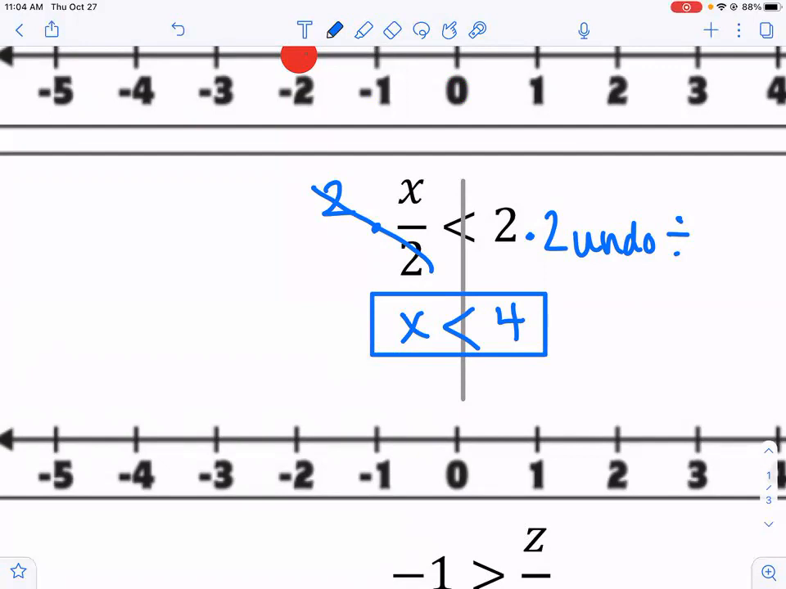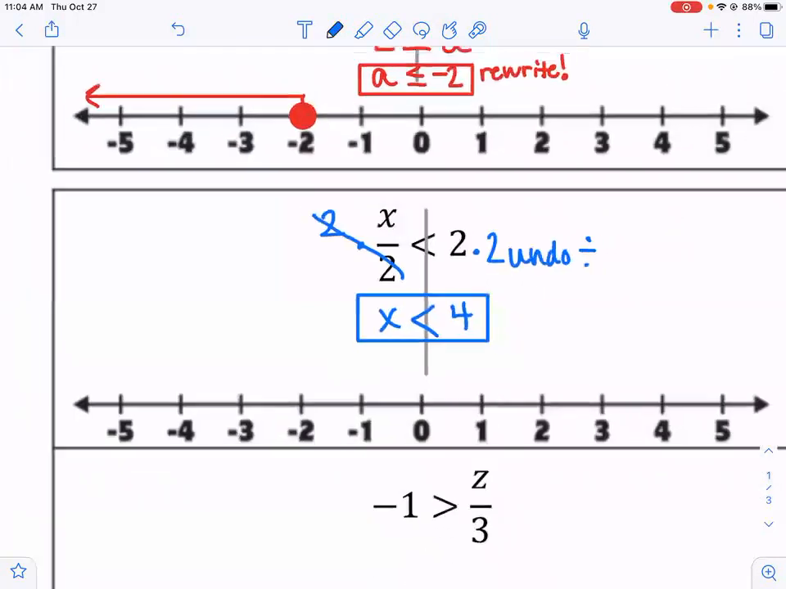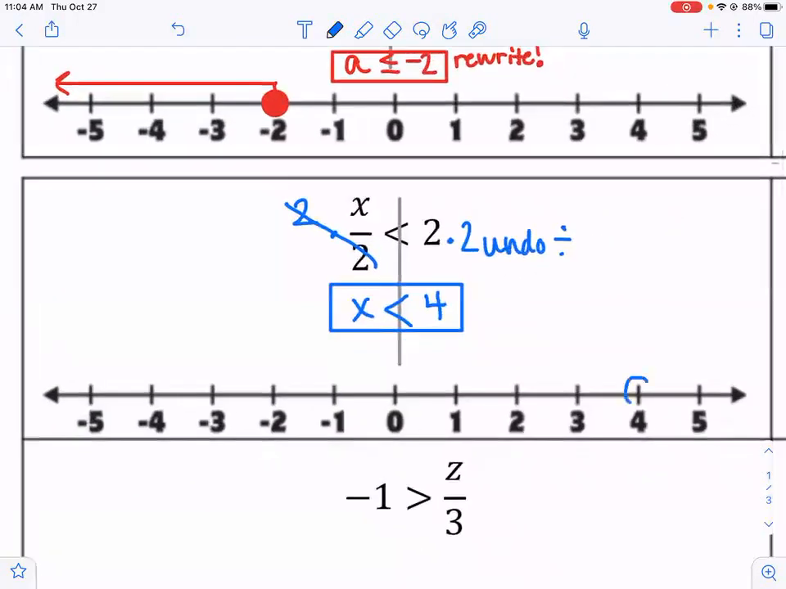Braylia, at 4, what are we going to put? An open circle. Okay. Ooh, we really get our money's worth here. Which way do we need to go? We need to go to the left. Look at how much we get to draw there.